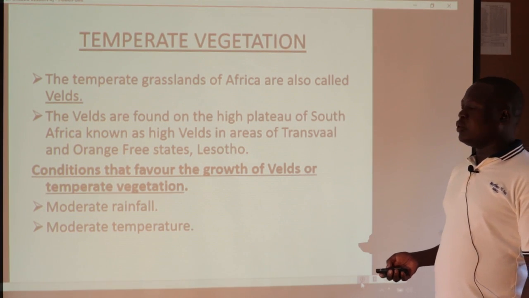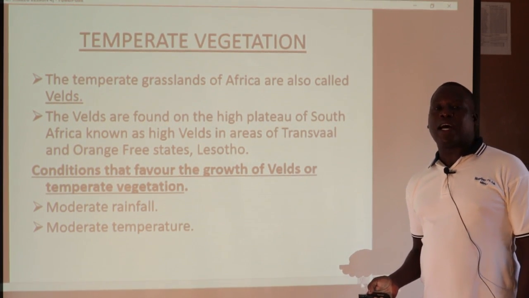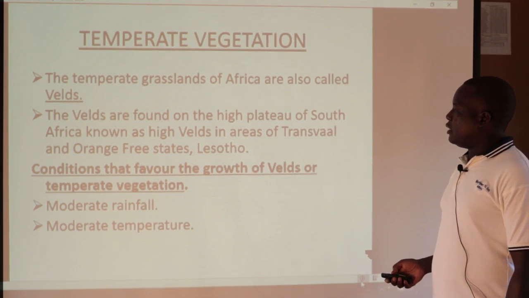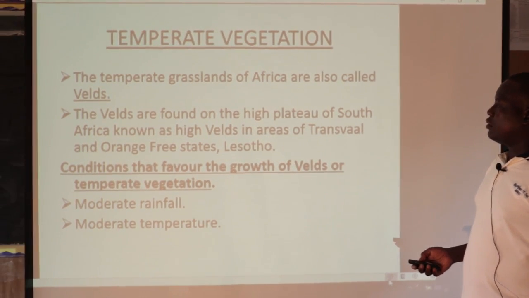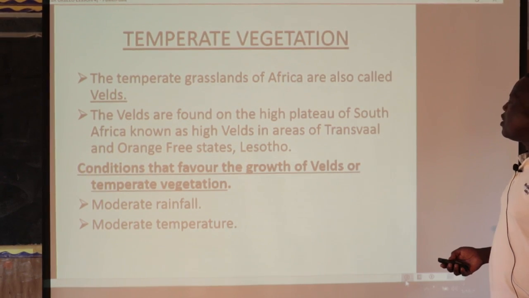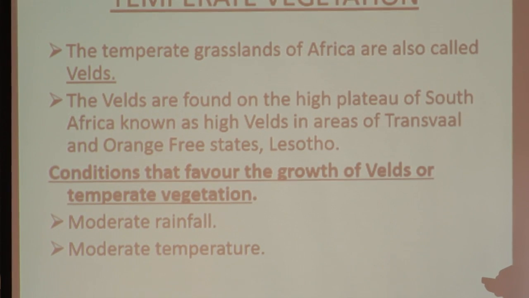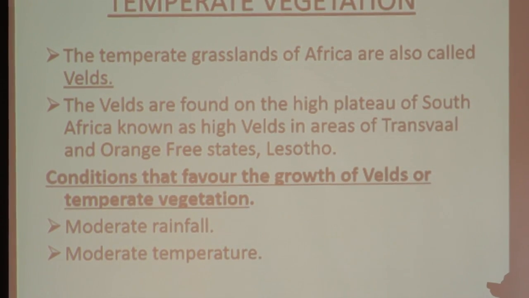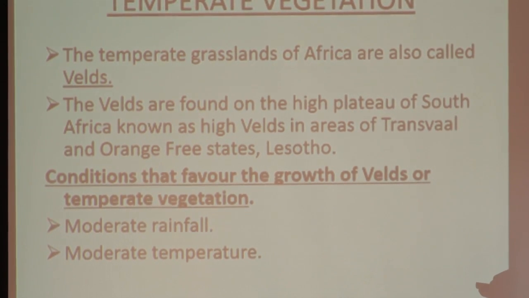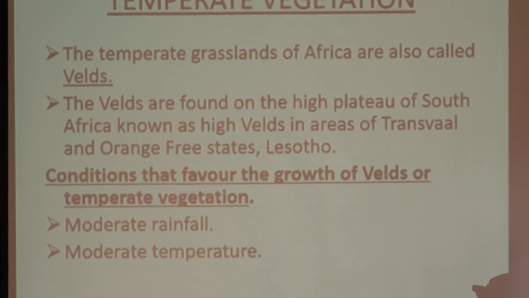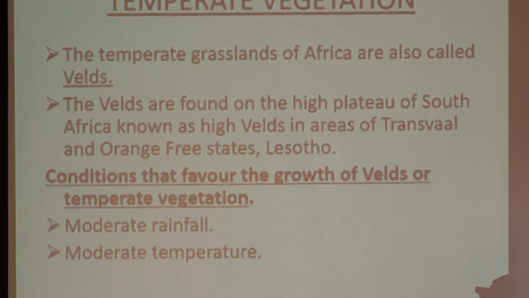This vegetation also has conditions that favor its growth, and we want to look at the conditions that favor the growth of velds or temperate vegetation. One, we have moderate rainfall. They also have moderate temperatures. As I told you before, the temperatures don't go too high or too low, and the rainfall also does not go too high or too low. It is within moderation.